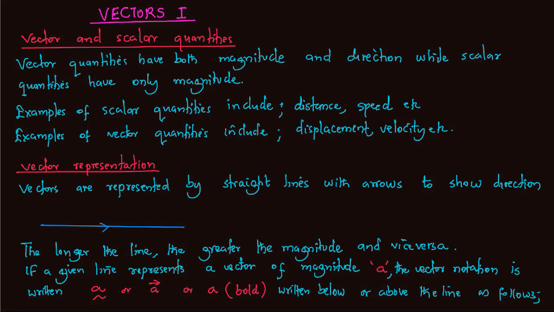Vectors 1. A quantity can either be a vector or a scalar quantity. When we talk about a vector quantity, it is a quantity that has both magnitude and direction. On the other hand, a scalar quantity has only magnitude.